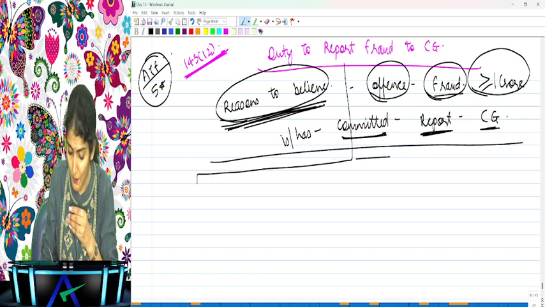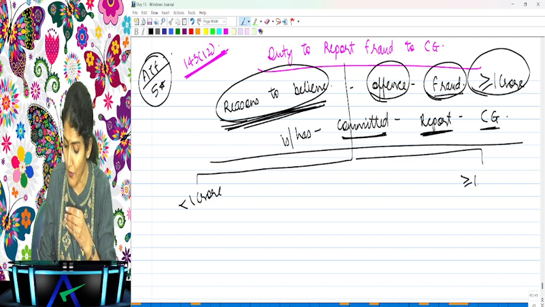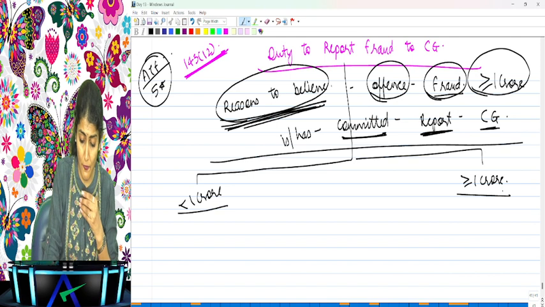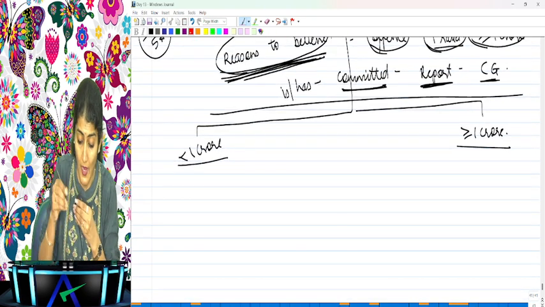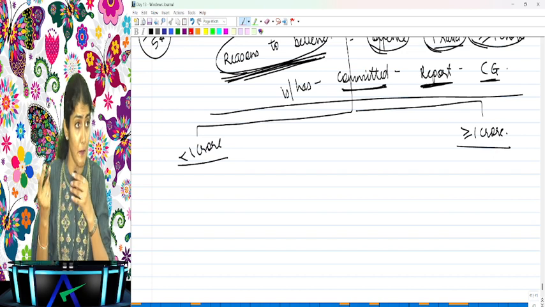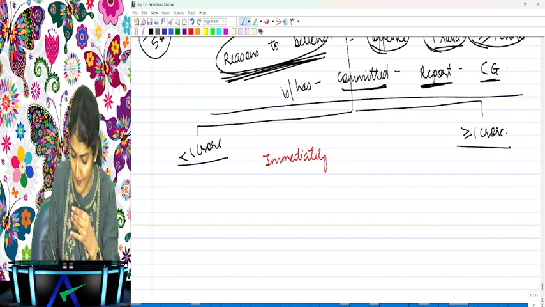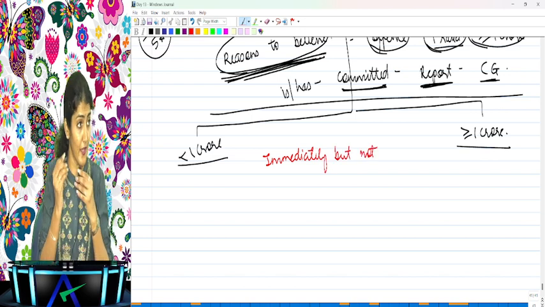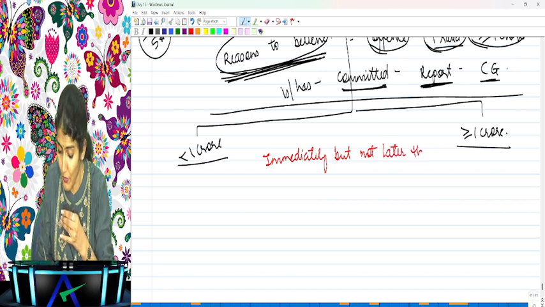The fraud could be of less than 1 crore or the fraud could be of 1 crore or more. In both cases, after you finish taking your deep breath, what are you going to do? Immediately, but not later than 2 days. So, no breathing for more than 2 days.